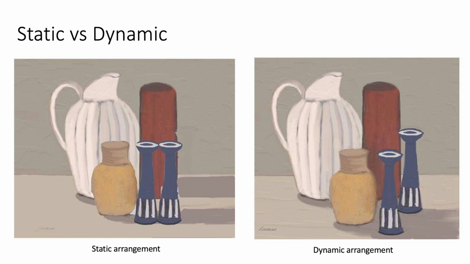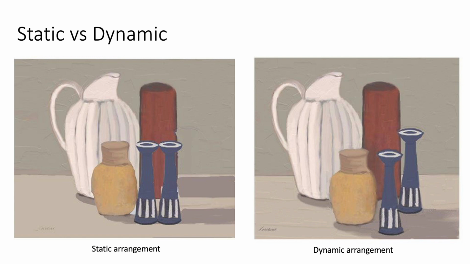Now that we've covered how to create space in a two-dimensional image, we should learn how to organize that space. The degree of implied movement in your composition can affect how the viewer interacts with it greatly. Static forms appear stable and unmoving, while dynamic forms imply movement.